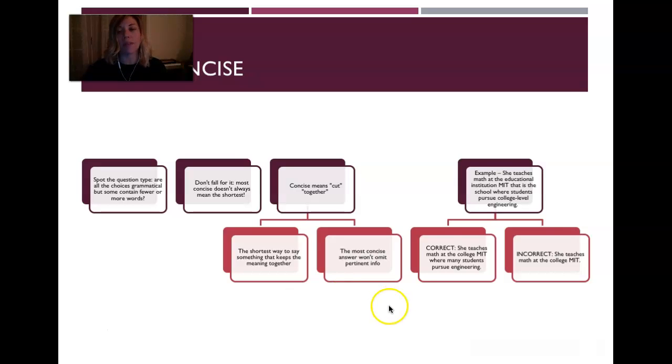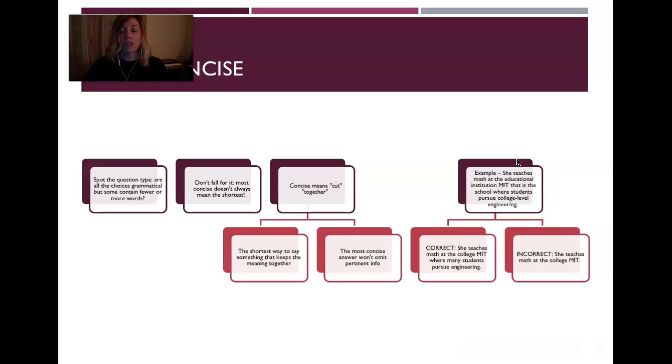So if the example on the ACT said, she teaches math at the educational institution, MIT, that is the school where students pursue college-level engineering. So again, right here, she teaches math at the educational institution, MIT, that is the school where students pursue college-level engineering. So this would be an example on ACT. And then again, they're not going to say choose the most concise answer choice. You just have to figure out what are you editing for.